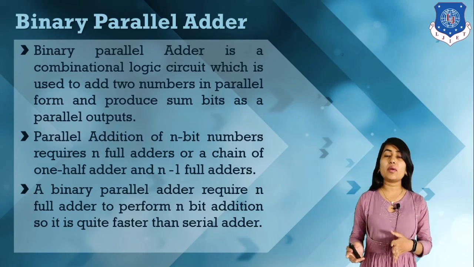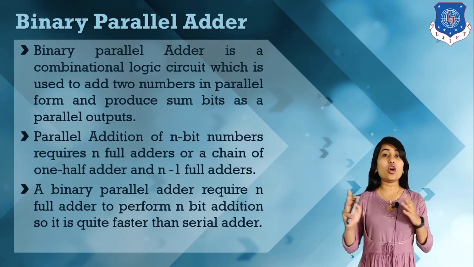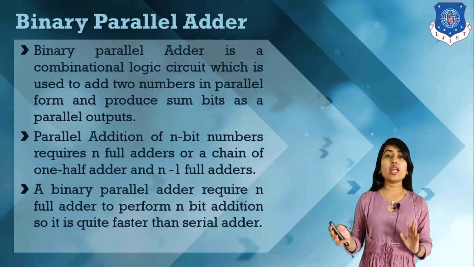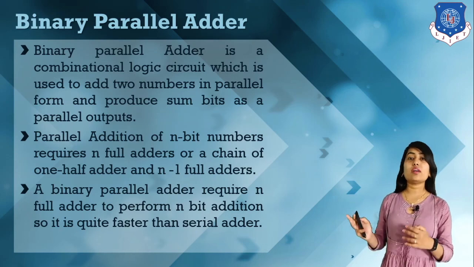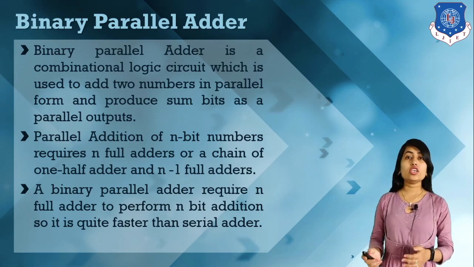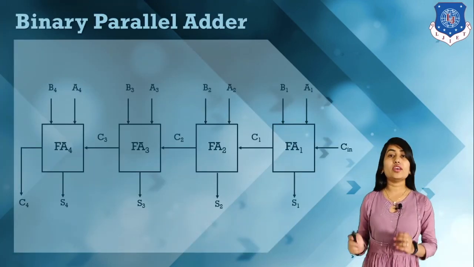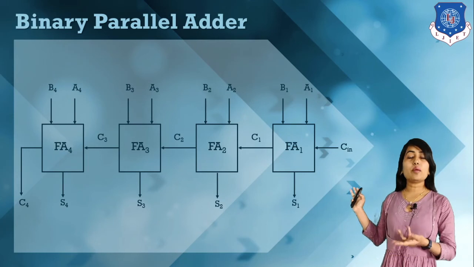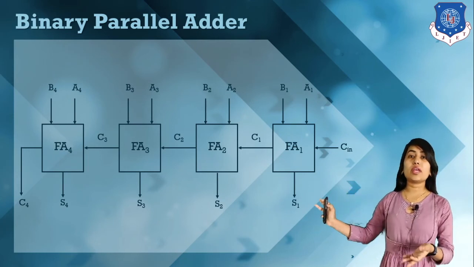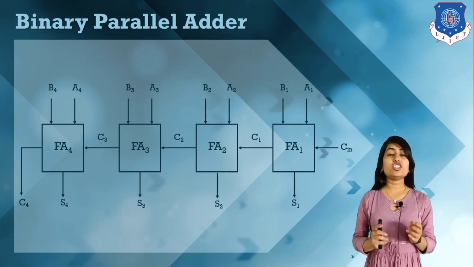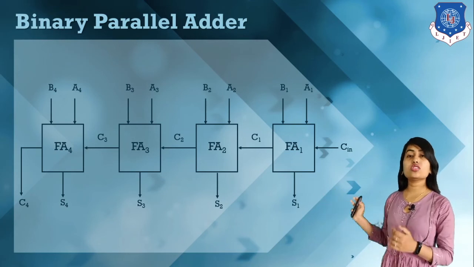In a binary parallel adder we have a series chain of full adders, and all bits are entered over here at the same time and we have the produced answer. Here we have a logical diagram of binary parallel adder. Here we have an example of a 4-bit binary parallel adder. To perform addition of 4 bits, we have to use 4 full adders. So this is a full adder.